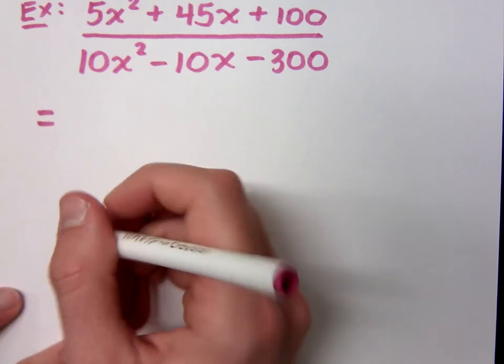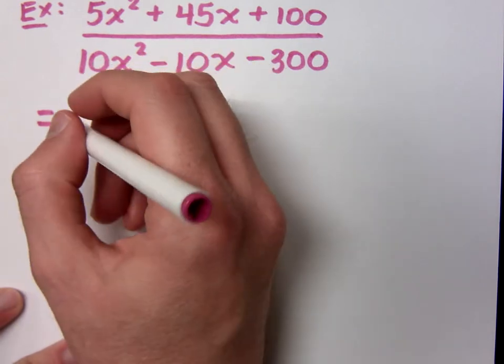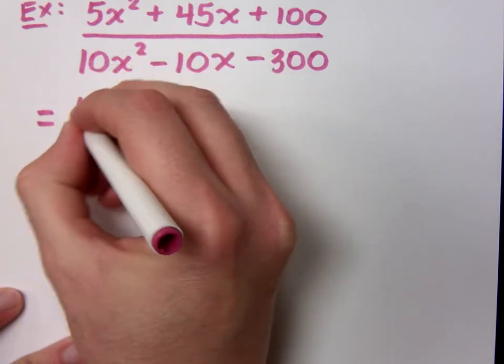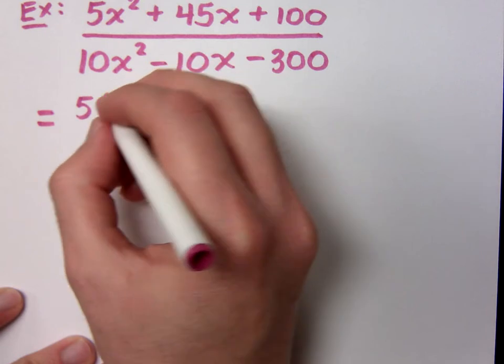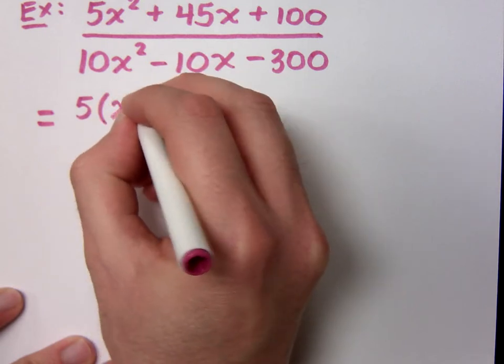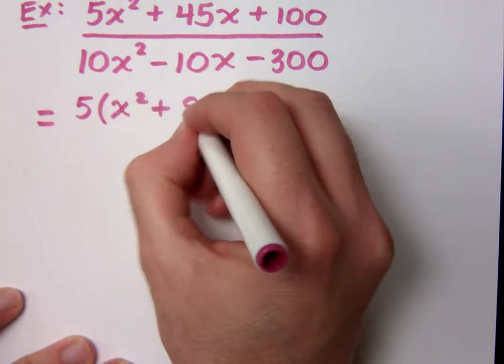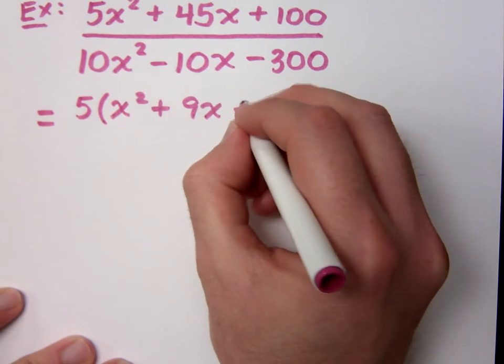Is there a common factor? What's the common factor in the numerator? 5. Factor out the 5, and what's left after you do that? x squared plus 9x plus 20.